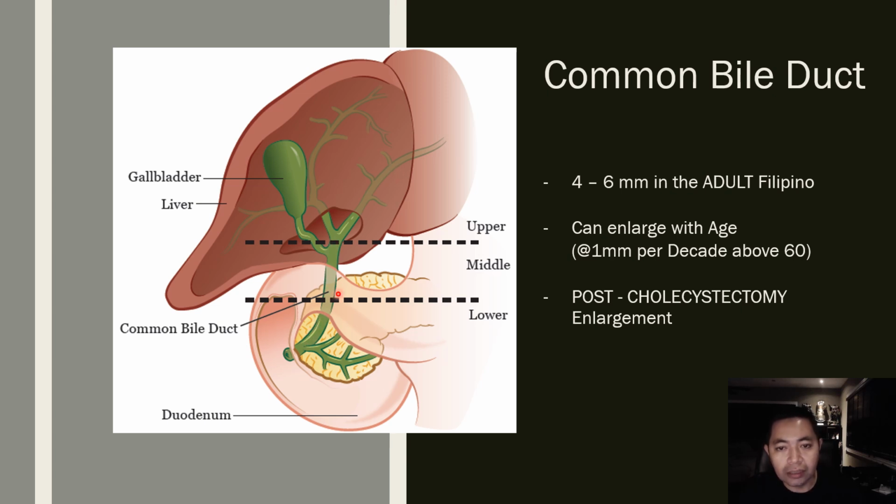The normal common bile duct and common hepatic duct usually measures 4 to 6 millimeters in adults. However, it is important to take note that in patients older than 60, the CBD is usually wider, approximately 1 millimeter wider for every decade above 60. Also, in patients who have had a cholecystectomy, the bile duct takes on sort of a bile storage role and may normally reach 10 millimeters in diameter. These factors have to be taken in consideration when interpreting bile duct diameters.